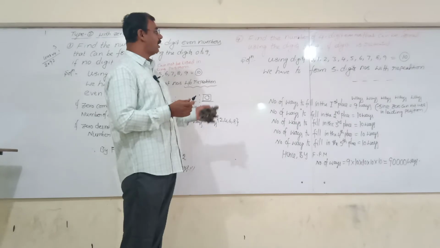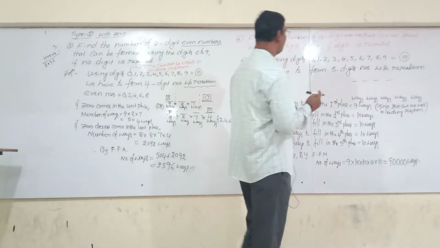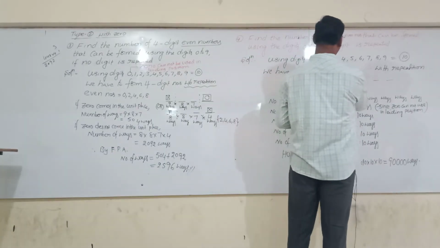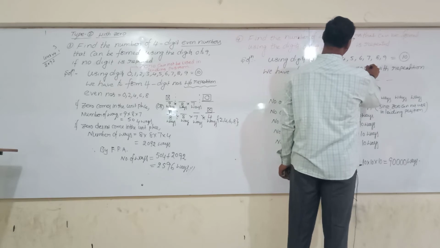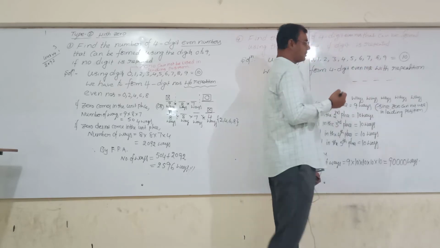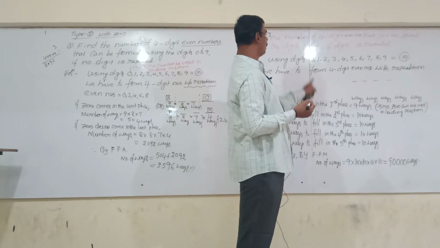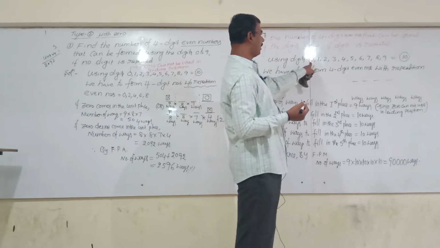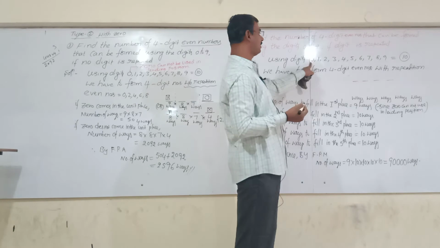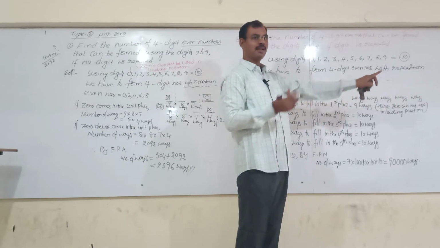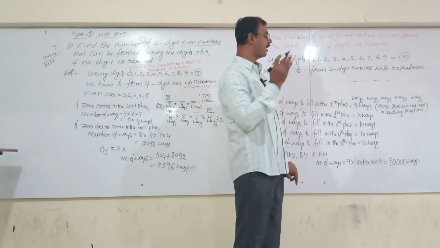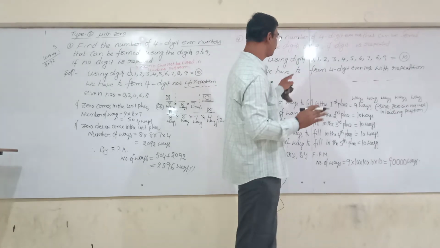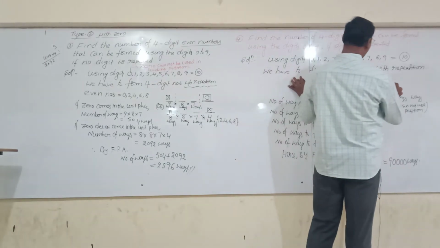Now we have to form 4-digit even numbers. How many primary conditions are given? 2 primary conditions. Since repetition is allowed, there is no need to break into cases. Don't break into cases, directly do it, because we can reuse the numbers.